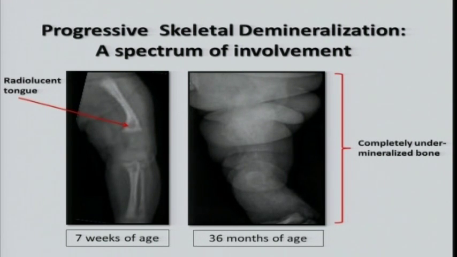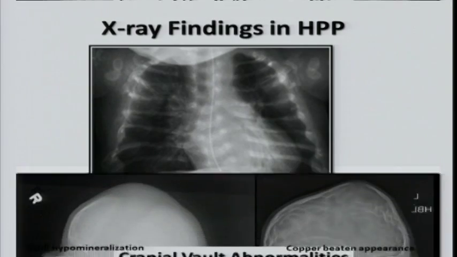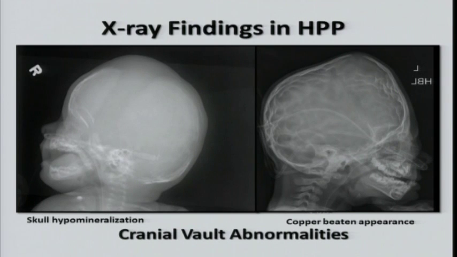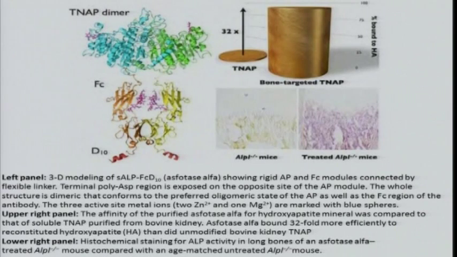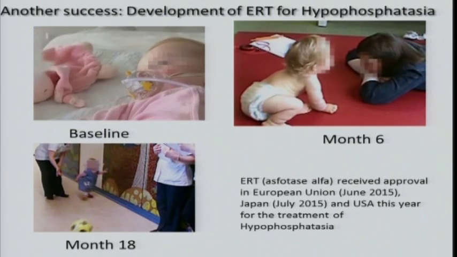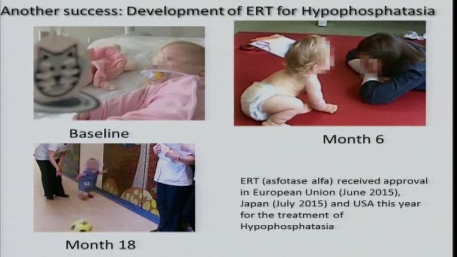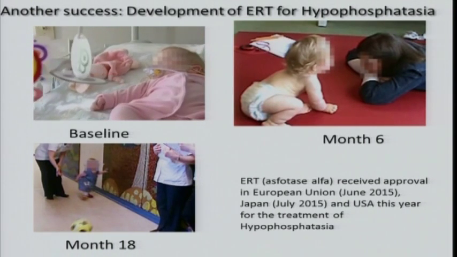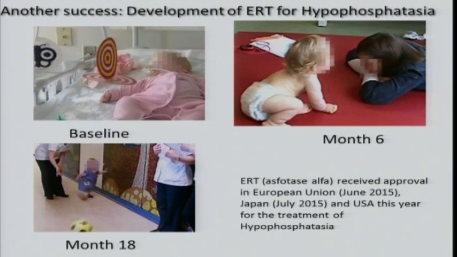You can see over a period of time, there's a complete undermineralization of the bone. And this is now the skull also showing absolute hypomineralization and this copper-beaten appearance. And the idea is now if you do an enzyme replacement therapy, but you use the bone targeting, so you use the Fc fragment and you use this asparagine tail, you can target it to bone. And I'm going to show you some very exciting videos. This is at baseline of a child, and you can see how difficult it is for this baby to breathe. This would have been a child who would have died.